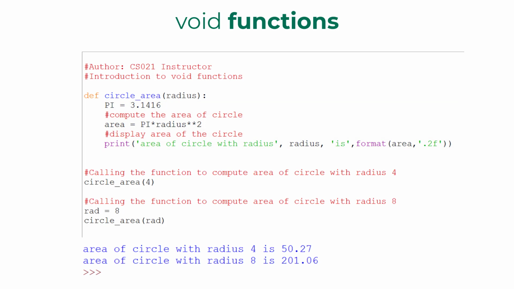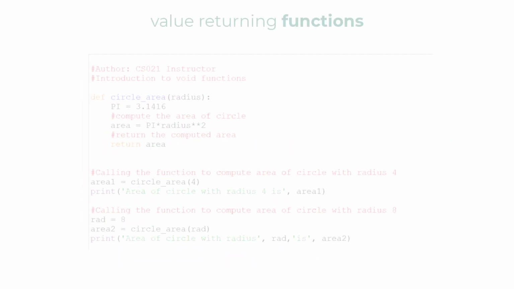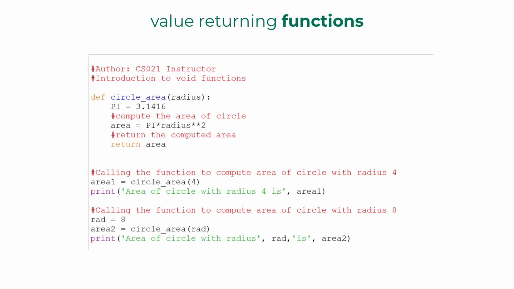Perfect. Now let us look at the value returning function. Inside this function definition, I have written code to evaluate the area, and then I have a return statement. The function is going to return the area to wherever the function was called.